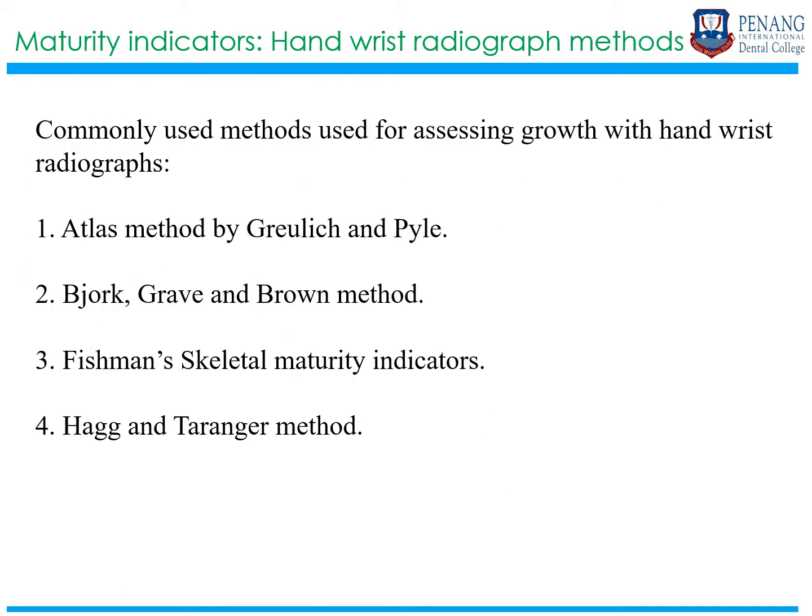Here we shall understand the different methods used in assessing a hand wrist radiograph. There are four different methods. The first one is the Atlas method by Greulich and Pyle. The next one is the Bjork, Grave, and Brown method. The third one is Fishman's method. The fourth is the Hagg and Taranger method.